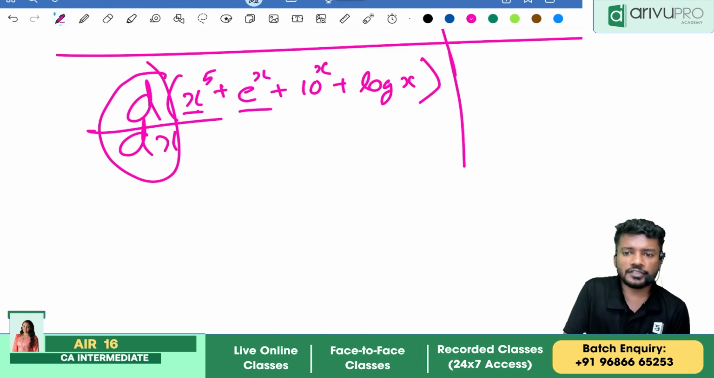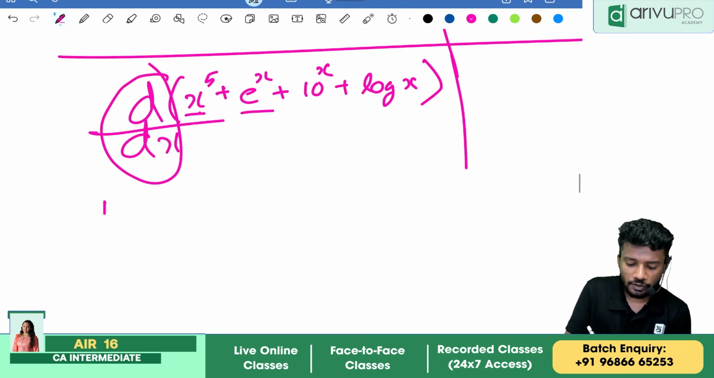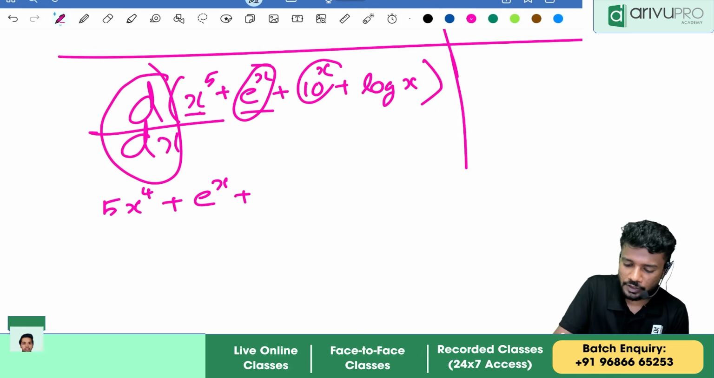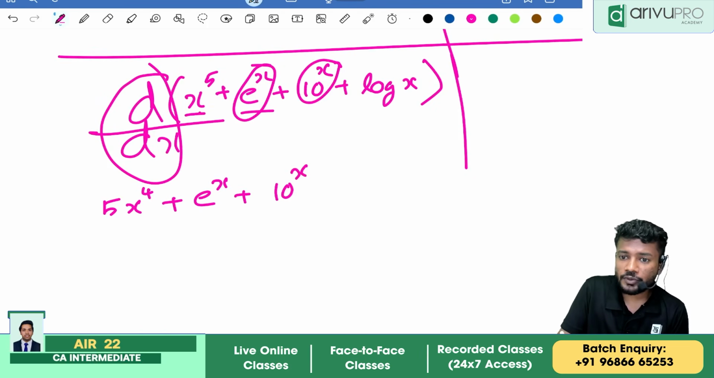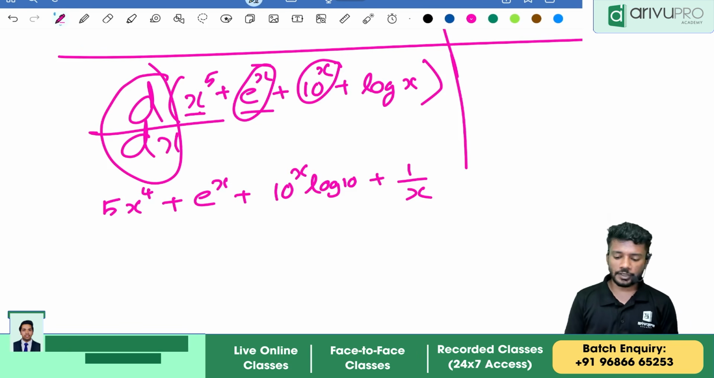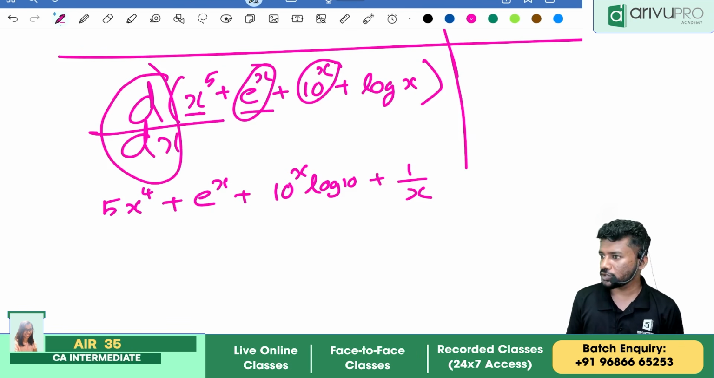What is d by dx of x raised to 5? 5x raised to 4, plus what is the derivative of e raised to x? Plus 10 raised to x log 10, plus what? 1 by x. That is your answer. That means you have studied the basics. If you ask me, you have studied the basics.